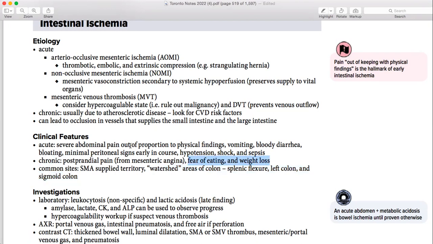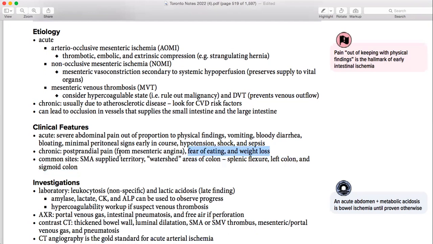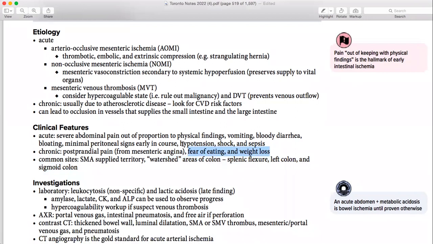Okay, then acute is basically with a pain out of proportion, vomiting, bloody diarrhea, bloating, and all those peritoneal signs, and the hypotension, shock, because this is acute. It suddenly happened, having a lot of features.